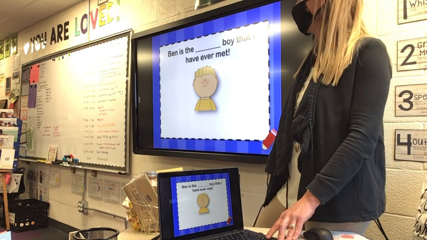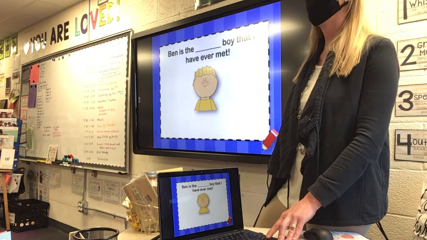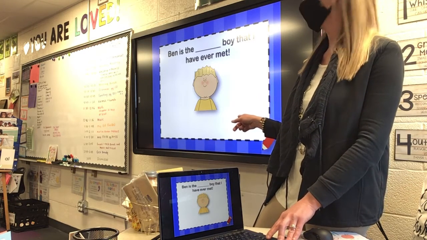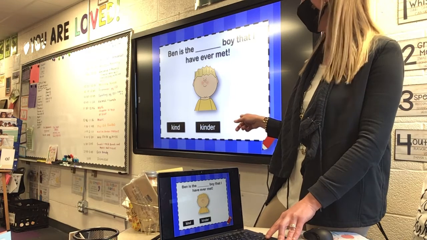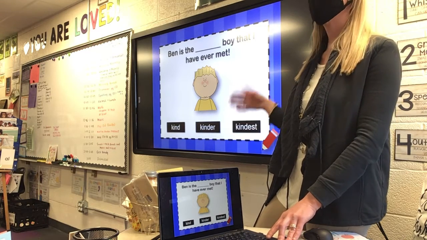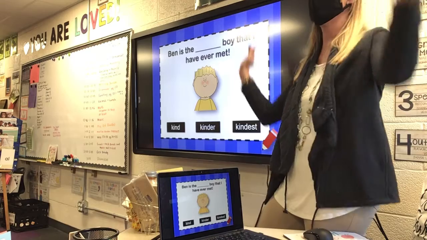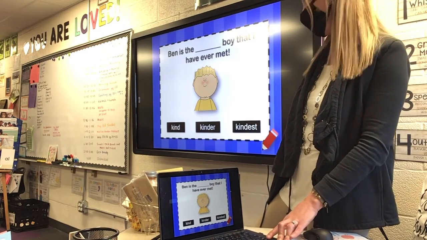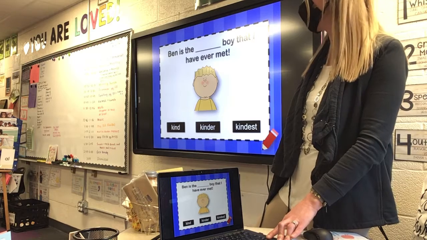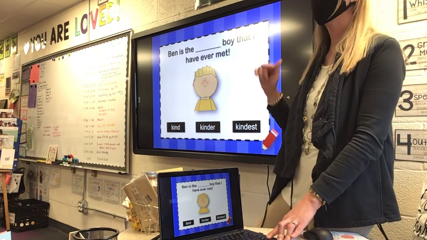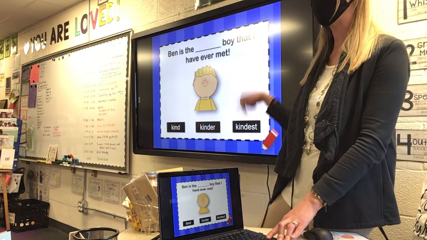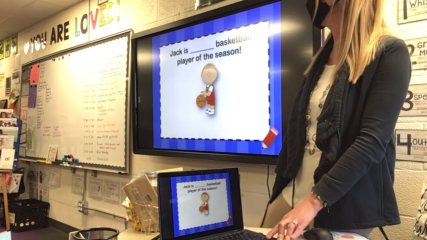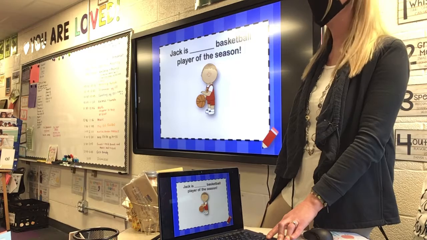Ben is the blank boy that I have ever met. So, thinking about kind, kinder, kindest. So we're comparing Ben to all the boys that have ever been met. Raylan, what do you think? Kindest. Ben is the kindest boy that I've ever met. So put it back in the sentence and see if it makes sense. Good job, Raylan.